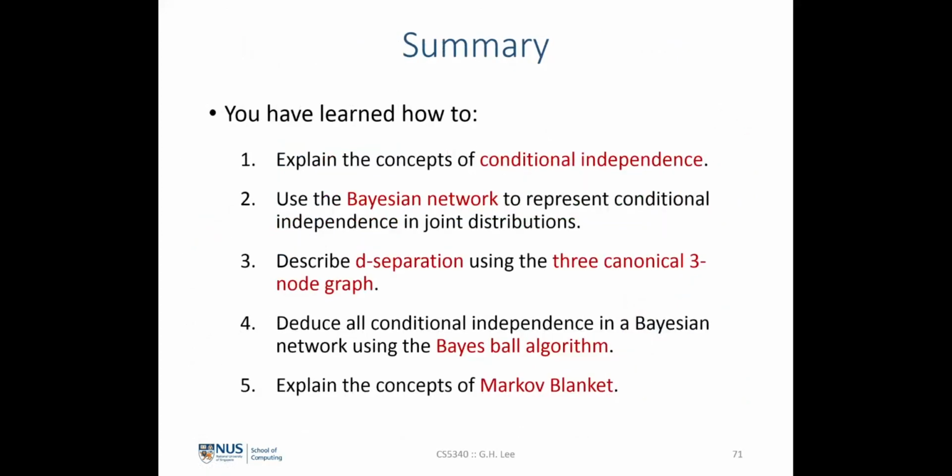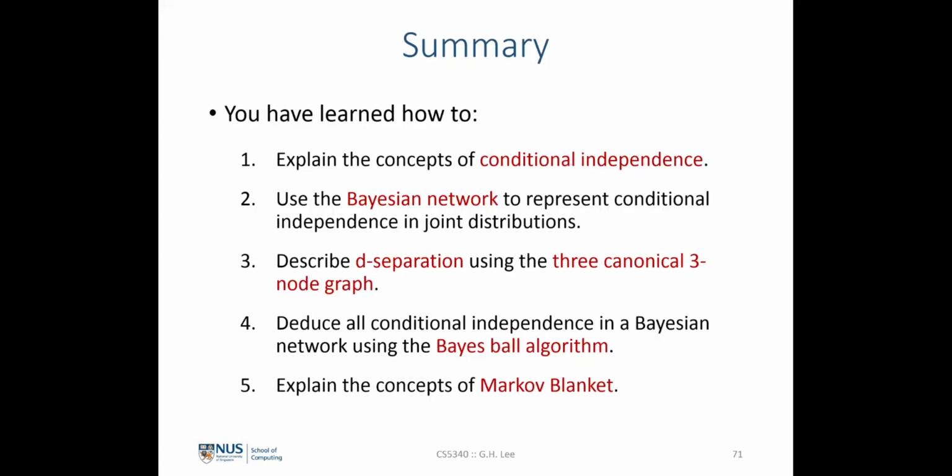So in summary, we have looked at the concept of conditional independence, and we have seen how conditional independence can lead to a reduction in the computational complexity of a graphical model. We explicitly use a Bayesian network to encode the conditional independence such that we can directly write them out into a factorized form of the joint distribution.